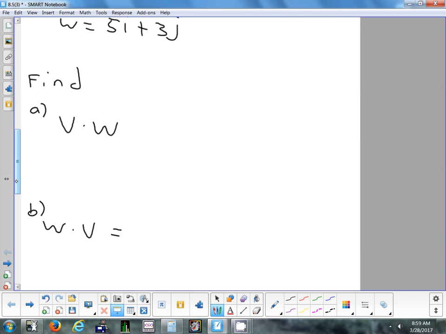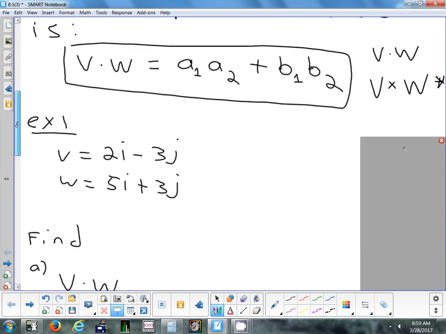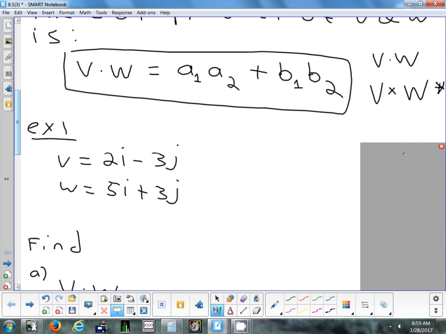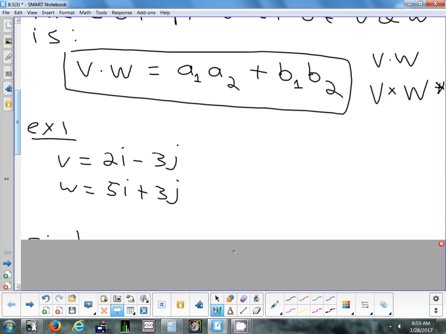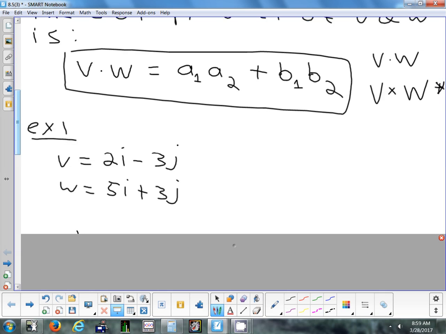But we'll check it and see does it come out the same. Okay, we're not going to do cross product today. We're just going to look at dot product. The other reason I can't do cross product is because cross product is a 3D thing. It only works in 3D. Dot product I can do in 2D like we're going to do right now, or 3D. And it's exactly the same in both.